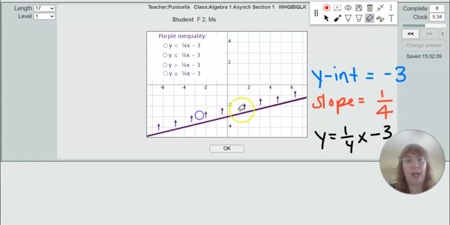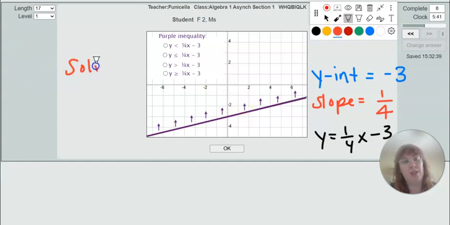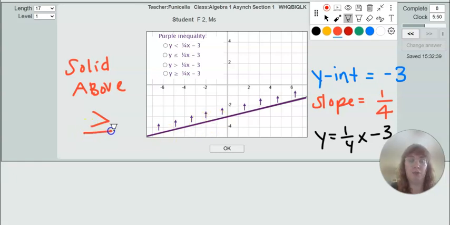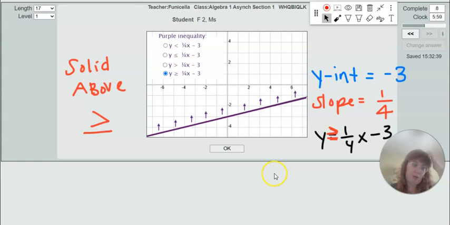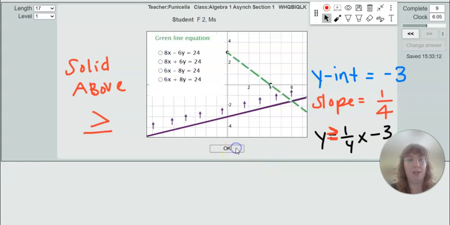Now what we're going to do is add some shading to it. So we're thinking of it as an inequality now. So it's solid and we're shading above the line. So since it's above the line, it's going to be greater, and it's solid, so it's greater than or equal to. So this just gets changed to greater than or equal to. So we have y is greater than or equal to 1/4 x minus 3. Beautiful. Go ahead and hit OK when you're ready.